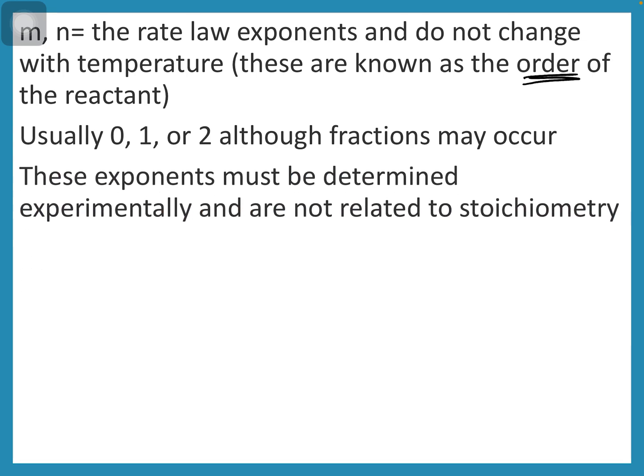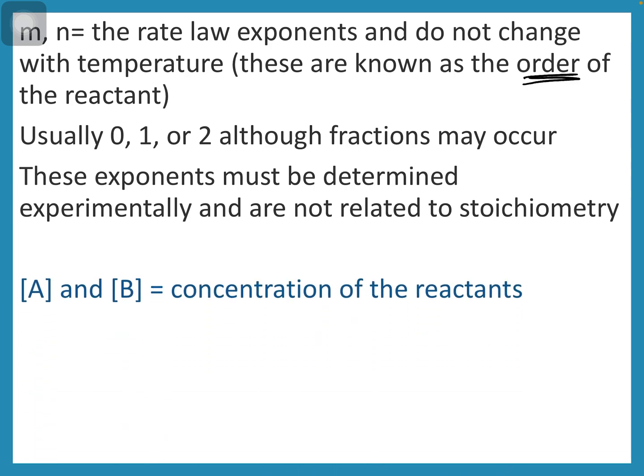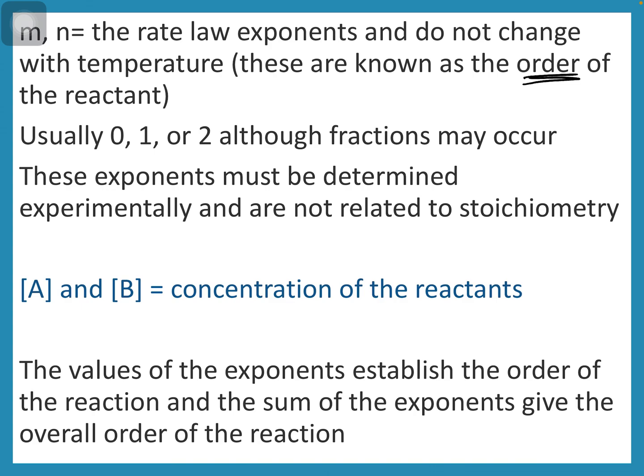The exponents are determined experimentally, so we just did that with a couple of examples of figuring out what the exponents would be, and it has nothing to do with stoichiometry, so nothing to do with the coefficients in a balanced equation. So A and B are the concentration of the reactants, and the values of the exponents are going to tell us the order of reaction. So we can determine based on m and n the order of each of the reactants, and then we can also add them up to get the overall order of reaction.